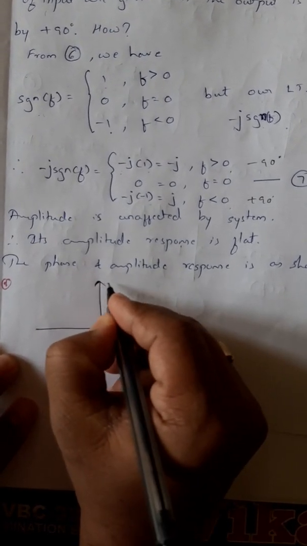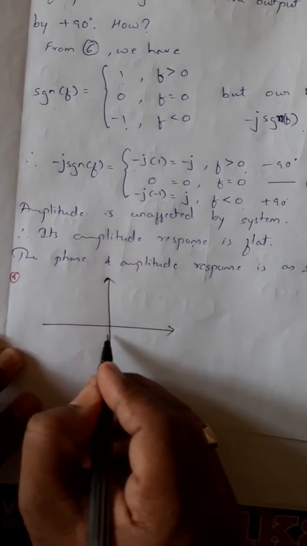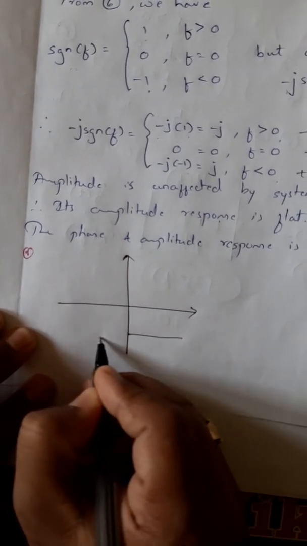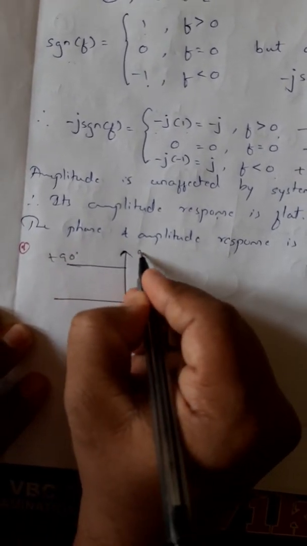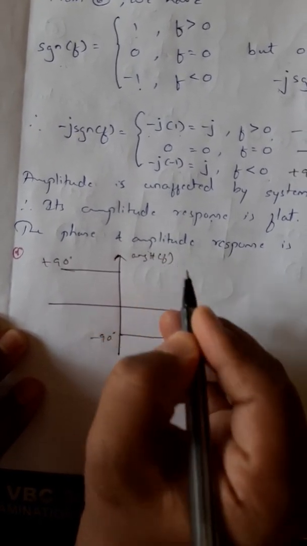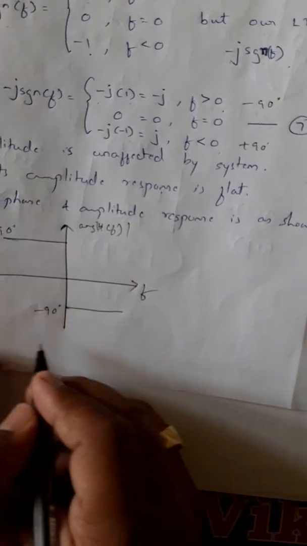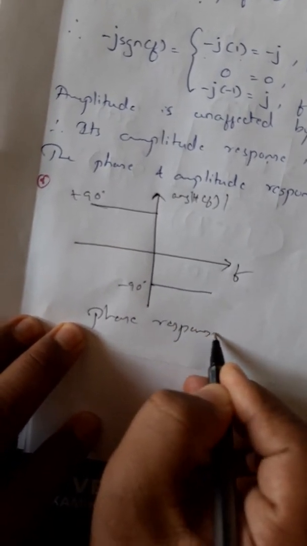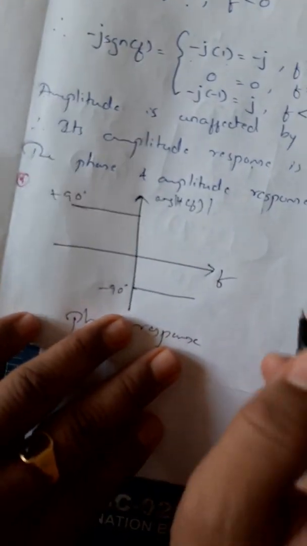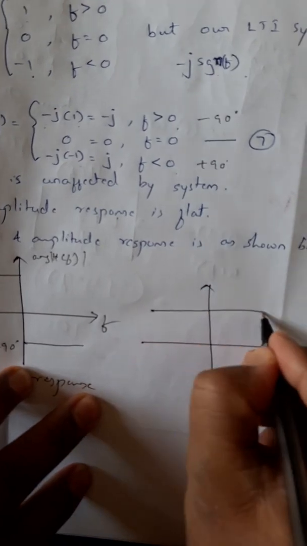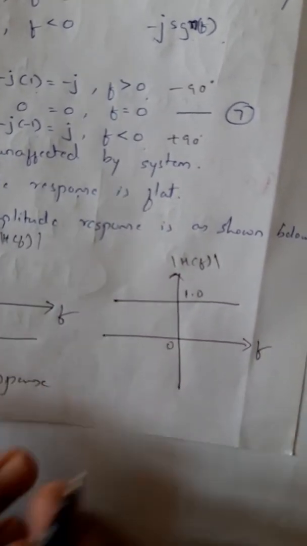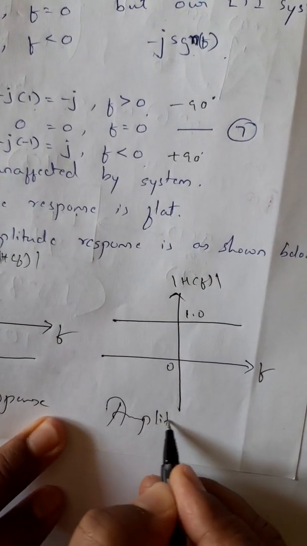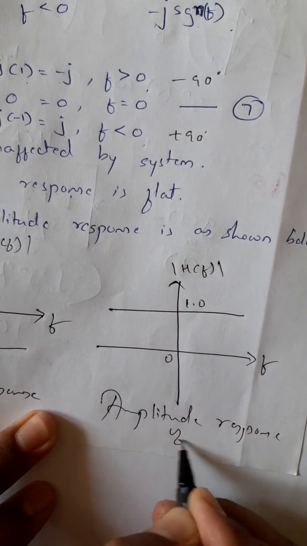As I told, for the positive frequency the angle is minus 90 degree, and for the negative frequency the angle is plus 90 degree. So it's the argument of H of f. The phase diagram is this, or phase response. And the amplitude response, as I told, is unaffected, so it will be flat throughout at 1.0. So this is my amplitude response. So this completes the Hilbert transform.